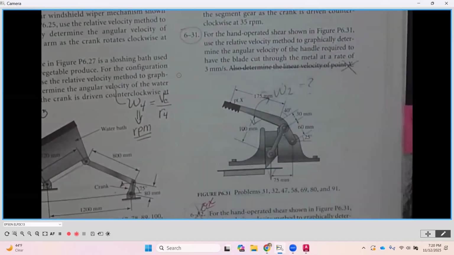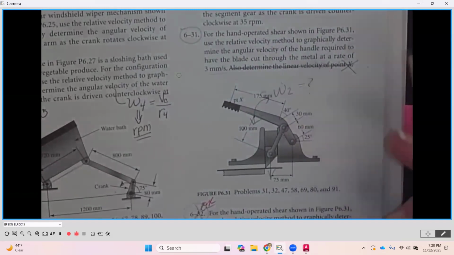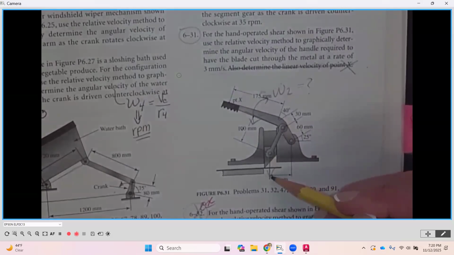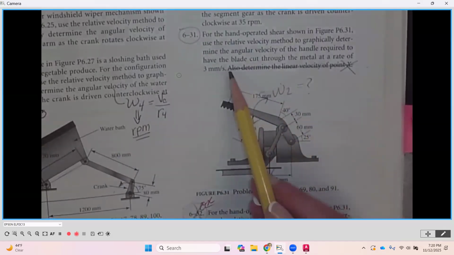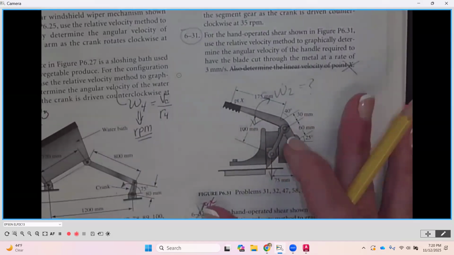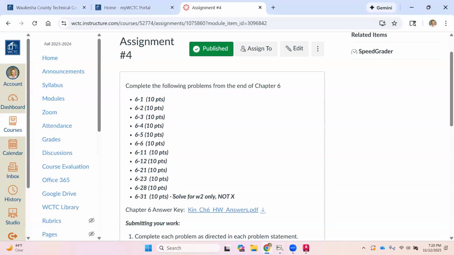You want to know what this is when the blade cuts through the material at a rate of 3 millimeters per second. So that means that the blade is going down at this time. So if this is going down at 3 millimeters per second, what is the angular velocity over here? Now, the problem says also determine the linear velocity of point X. You do not have to do that. I have that crossed off. And you will also notice in the problem statement that I have that noted here as well. Only solve for W2, not X.